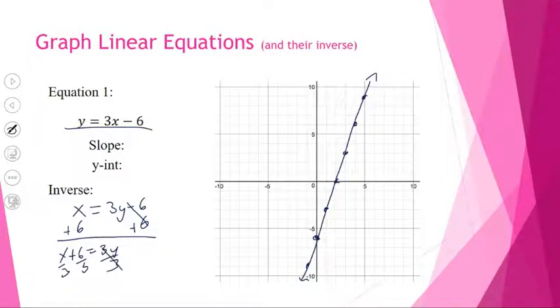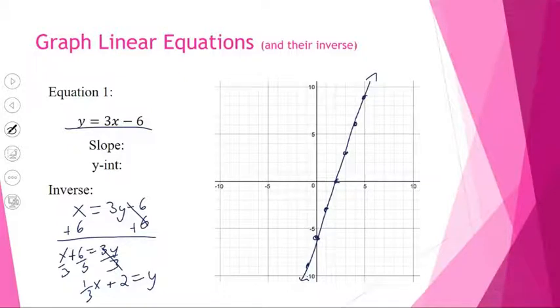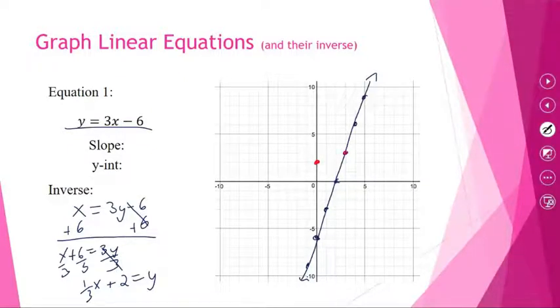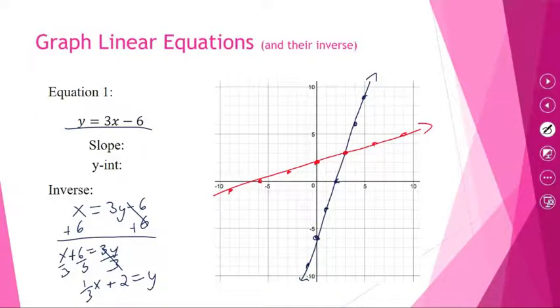Those don't look like 3's, but it's okay. This is going to be 1/3 x, because 1 over 3x plus 2 equals y. So if we try to graph that, let's do this one in red. A y-intercept at 2, and a slope of up 1 over 3, up 1 over 3, up 1 over 3, kind of like this.